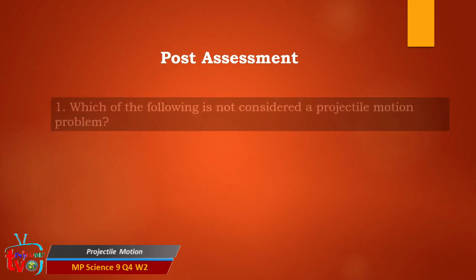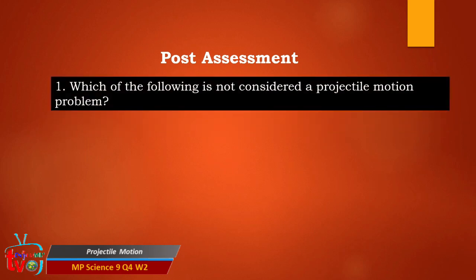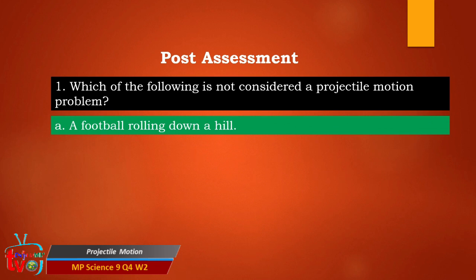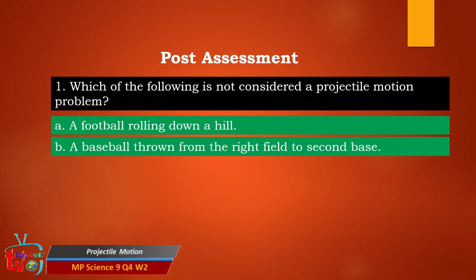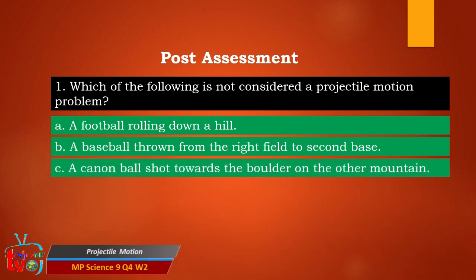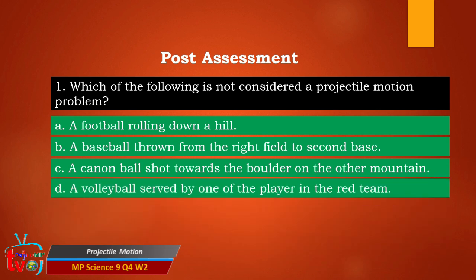Number 1. Which of the following is not considered a projectile motion problem? Letter A. A football rolling down a hill. Letter B. A baseball thrown from the right field to second base. Letter C. A cannonball shot towards a boulder on the other mountain. Letter D. A volleyball served by one of the players in the red team. Go.